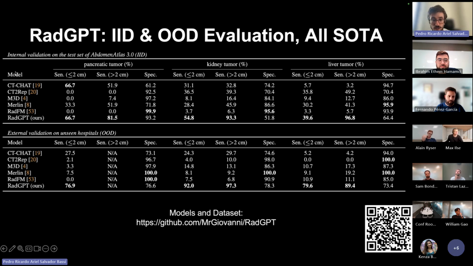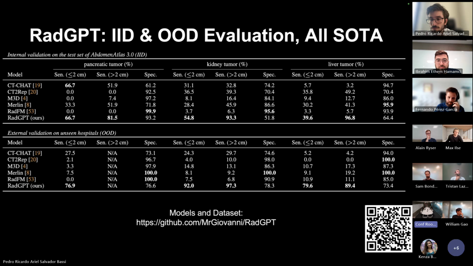Other models here are trained with the reports. So in this case, we had CT-Chat, CT2Rep, and M3D trained with Abdomen Atlas 3.0 reports, and Merlin and RadFM are zero shots. No, sorry, Merlin is also trained with the reports. RadFM is zero shot, and M3D is zero shot.